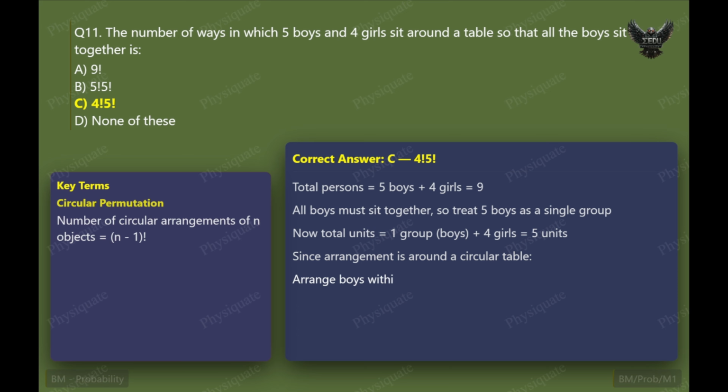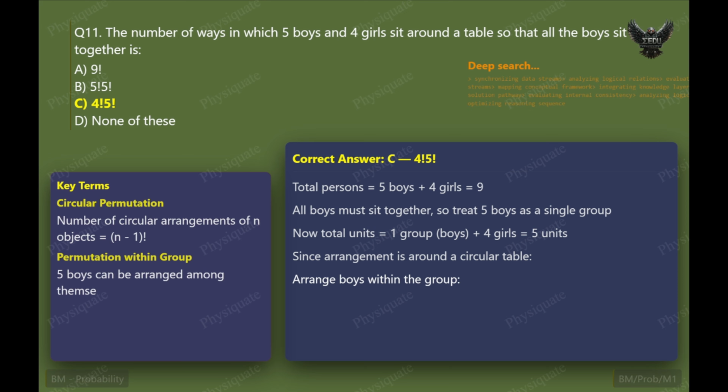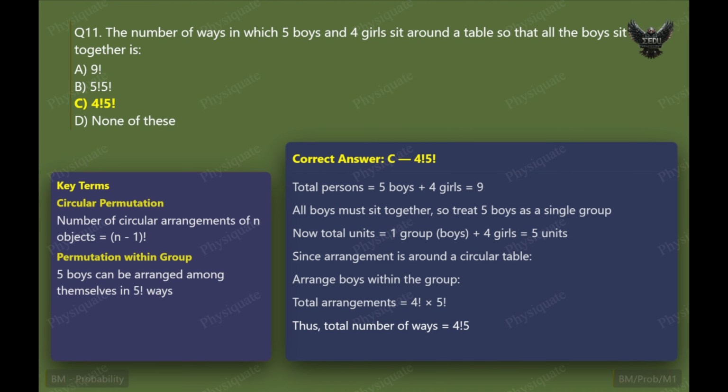Arrange boys within the group. 5 boys can be arranged among themselves in 5 factorial ways. Total arrangements equals 4 factorial times 5 factorial. Thus, total number of ways equals 4! times 5!.